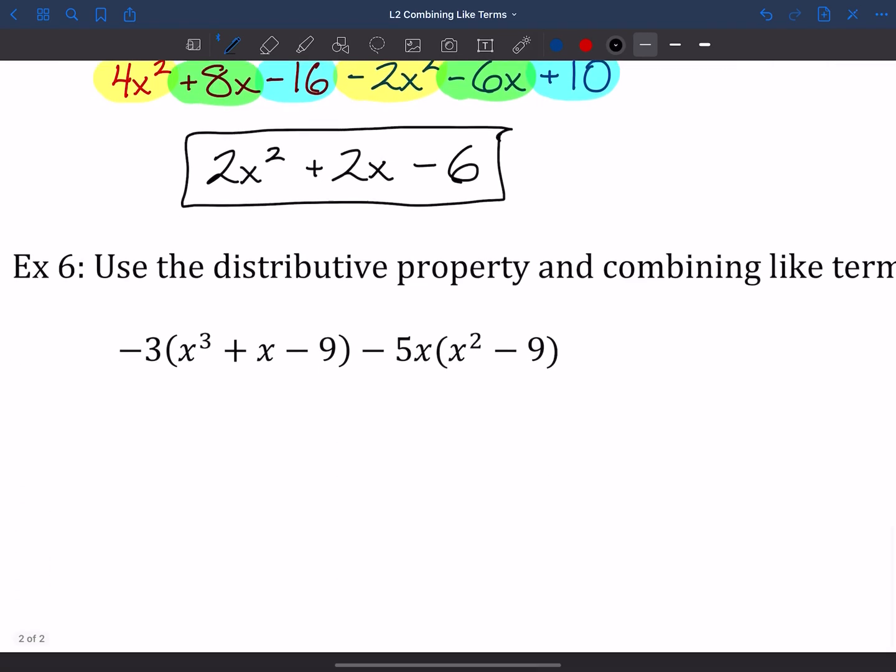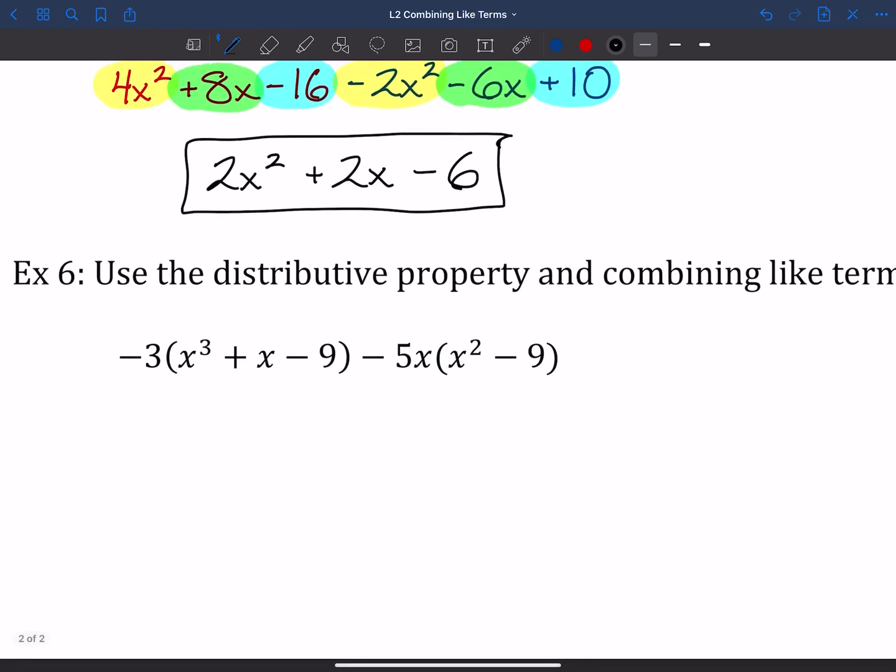What I'd like you guys to do is, again, pause here, try this one out. It does have a little bit extra going on, right? You might notice that this one has an x when it's going and distributing. So try that out. We did a little bit of that yesterday. See if it comes back to you. If you get a little bit stuck, it's okay to unpause and come back and see what I'm doing.